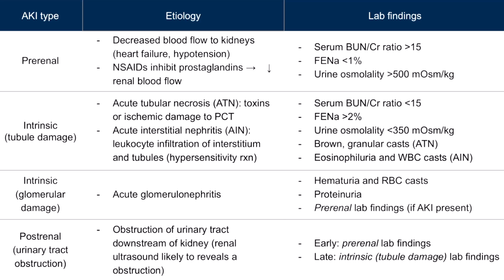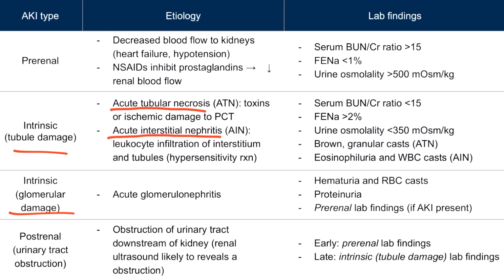Now let's move on to intrinsic azotemia. In this type, the problem is within the nephron somewhere. So it's a problem pertaining to the intrinsic function of the kidney. And intrinsic acute kidney injury should be broken down into two groups, those that cause tubular damage and issues that cause glomerular damage. Let's focus on tubular damage first. The primary causes here are acute tubular necrosis and acute interstitial nephritis.